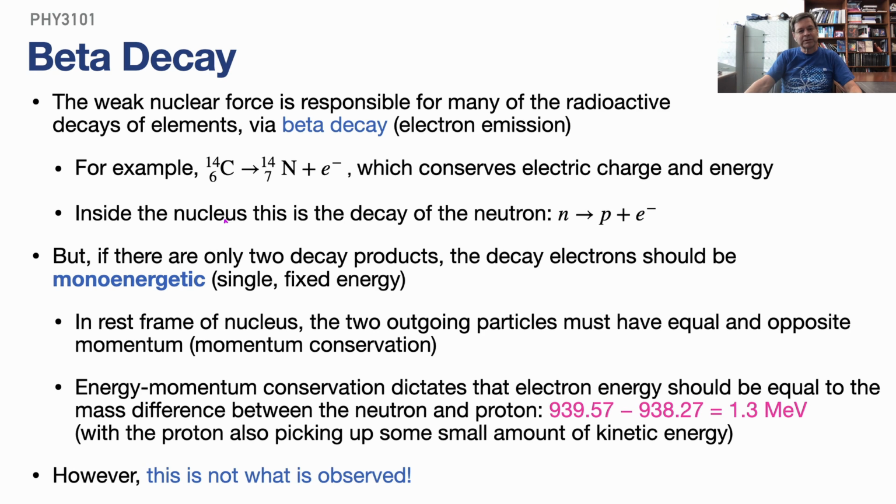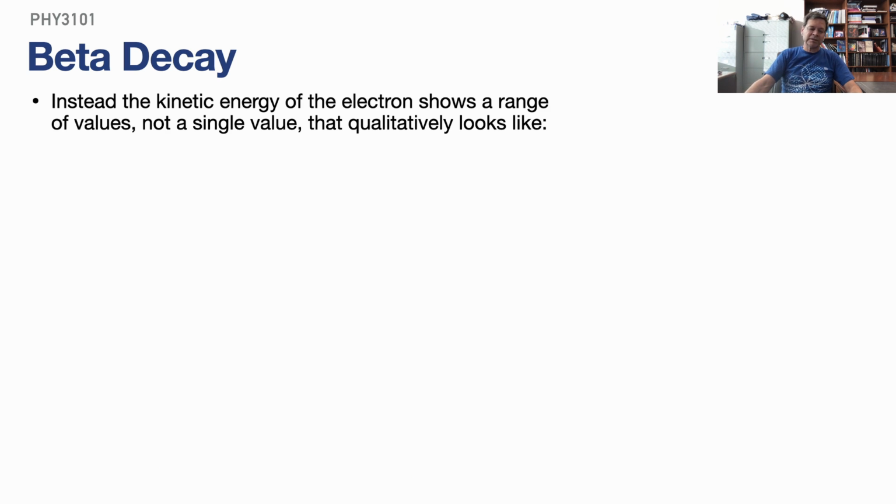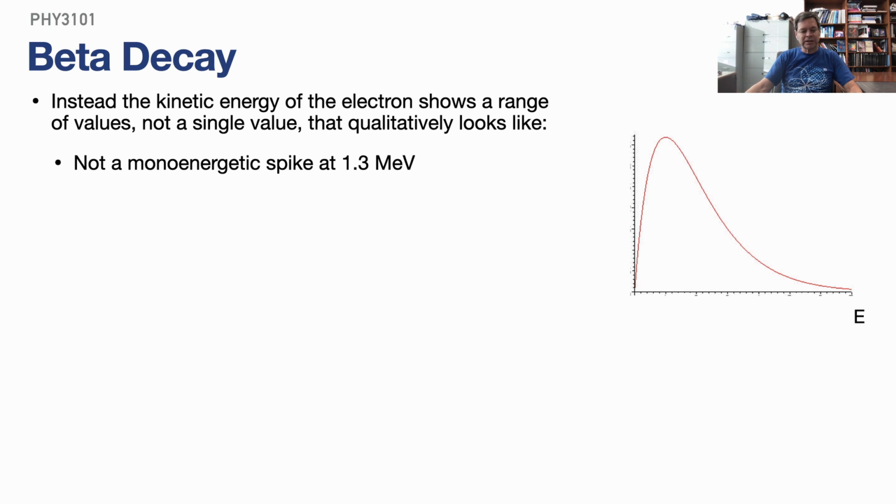However, this is not what's observed. It's not a monoenergetic electron with a single fixed kinetic energy. Instead, the kinetic energy of the electron shows a range of values, not a single value, that qualitatively looks like this diagram here. So if I plot the energy along the horizontal axis and then the distribution or the probability of what energy the electron will have, it is a distribution. It is not a monoenergetic spike at 1.3 MeV.